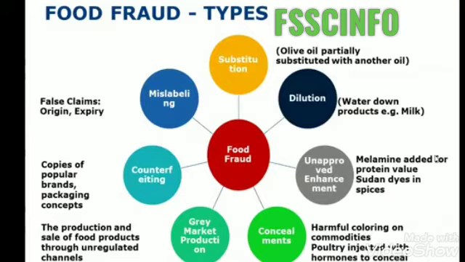The first type is substitution, which means replacing an ingredient or part of a product of high value with an ingredient or part of a product of a lower value. I will give you an example, which is in the slide as well: olive oil. Olive oil is a very expensive type of oil. Let's suppose the price in Europe ranges from 7 to 9 euros per liter.